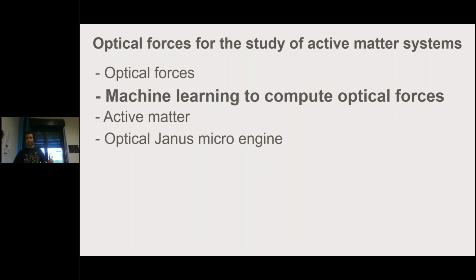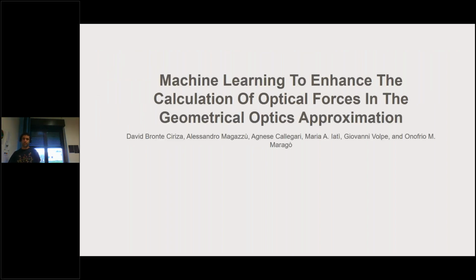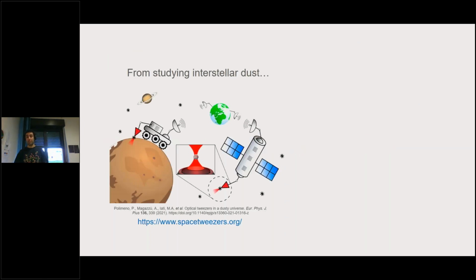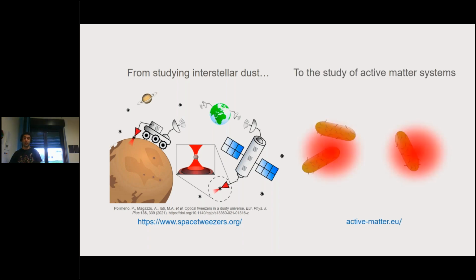So with this, we have finished with the first point, optical forces, and now we want to move to the second one. How can we use machine learning to compute optical forces? Well, first, let's start from the beginning. In our lab, we like light and we love optical trapping. And we use it for many different applications, from the study of interstellar dust to the study of active matter systems. We will talk a little bit more in detail about these active matter systems later on.